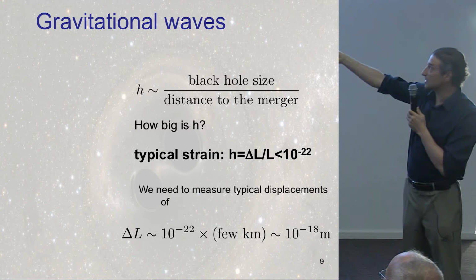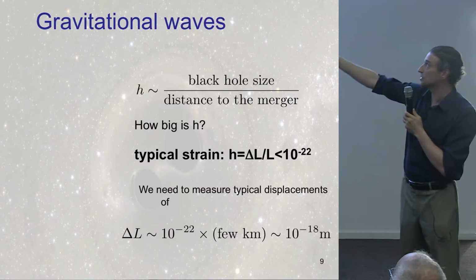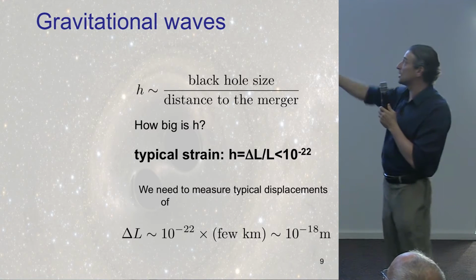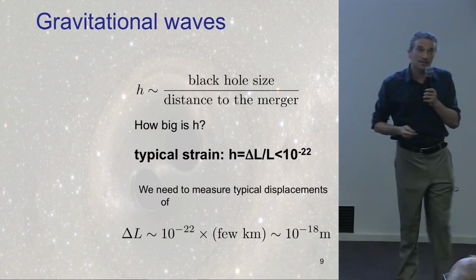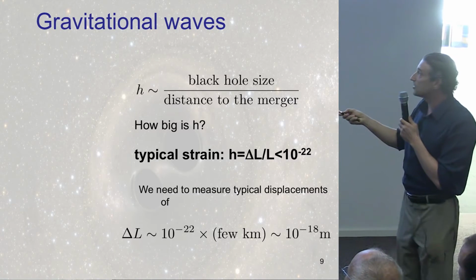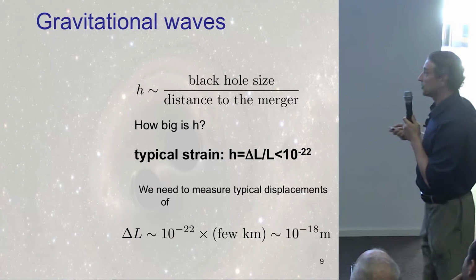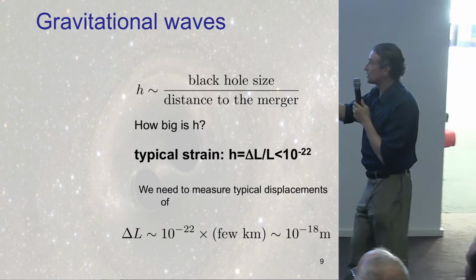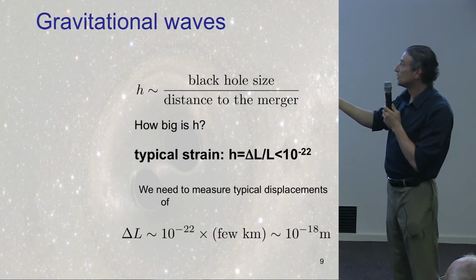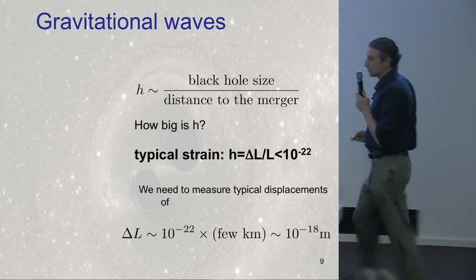So this h is basically the black hole size divided by the huge distance to the merger of the black hole. This is how you estimate this deformation. This is a relative deformation, and it comes to about 10 to the minus 22. This is an incredibly small number. And just to understand how small it is, let's multiply this number to get the typical displacement of the LIGO arm. I told you the LIGO arm is a few kilometers, 4 kilometers. If you multiply a few kilometers by 10 to the minus 22, you get something of the order of 10 to the minus 18 meters. This is a very small number.